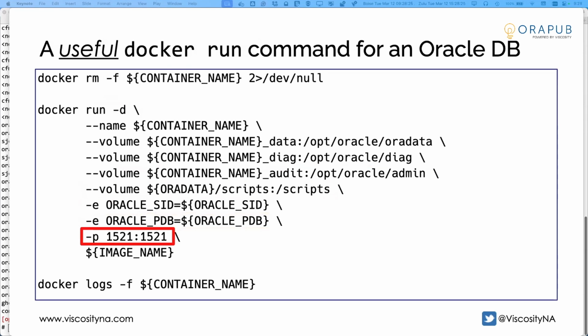And it's the first number that you see there that is the local host. The second one is the port in the container. And this is going to allow me to connect to my database later using something like SQL Plus or SQL Developer. And the last little bit is I'm telling it the image name.